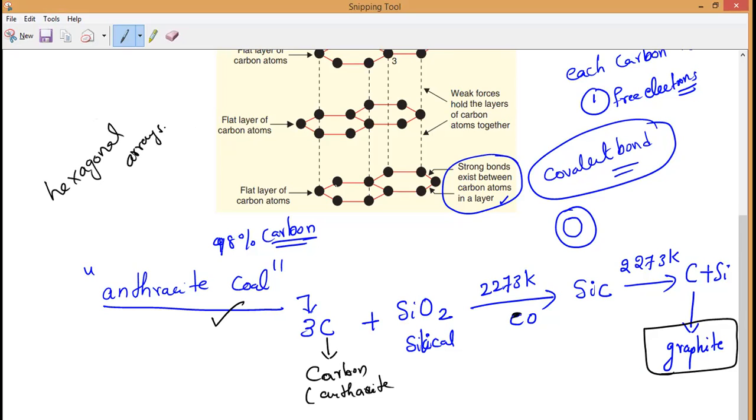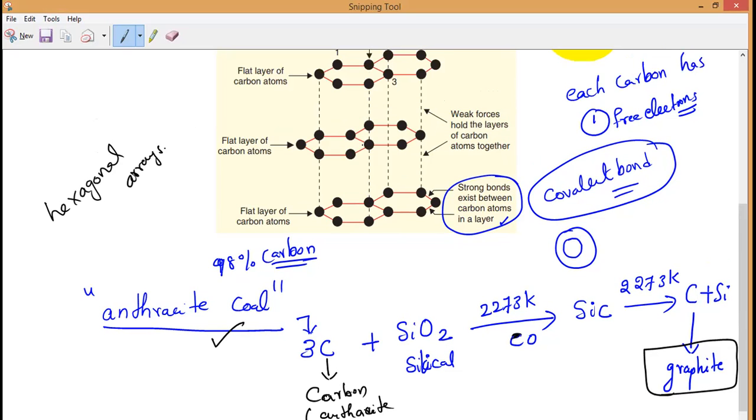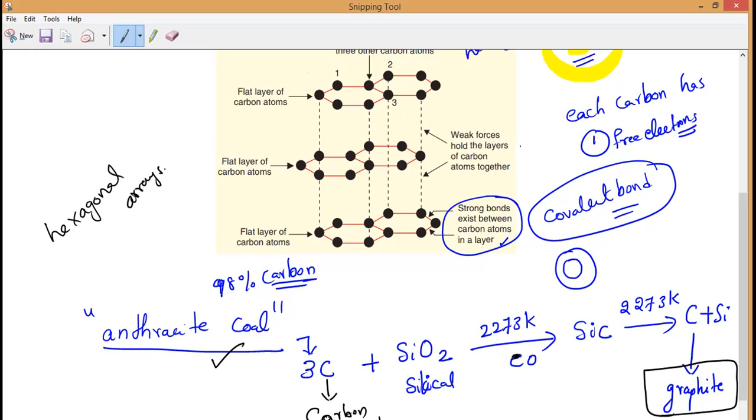So each layer has been stacked above the other. Between the layers, weak forces are present, so that we can easily cut them and sharpen them. But between the carbon atoms, how much force is there? A very strong force of attraction. That is how the bonds exist.